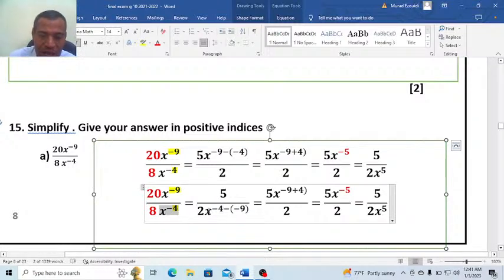I wrote it here. This is 5 because 20 divided by 4 is 5. 8 divided by 4 is 2. Therefore, it remains this one, x to the power negative 4. I will write it here. Okay, this is x to the power negative 4. Only 4 I need.